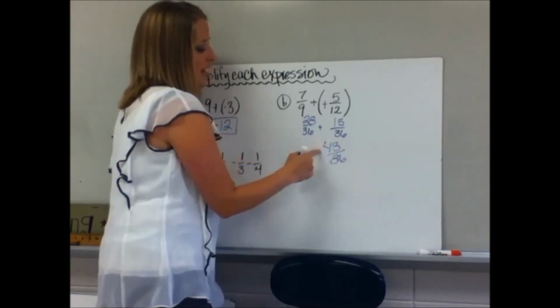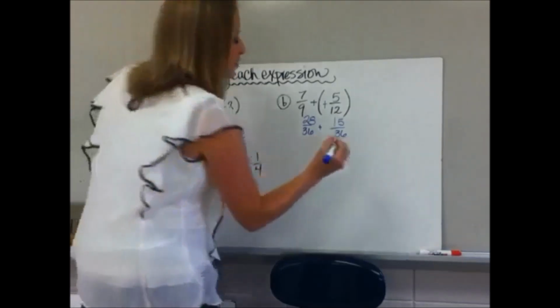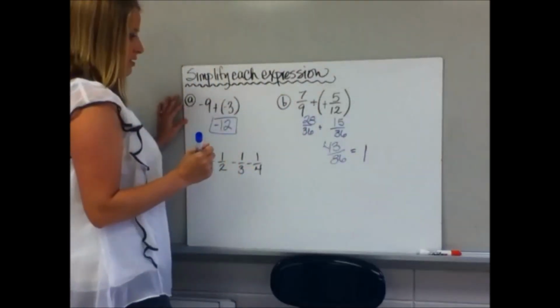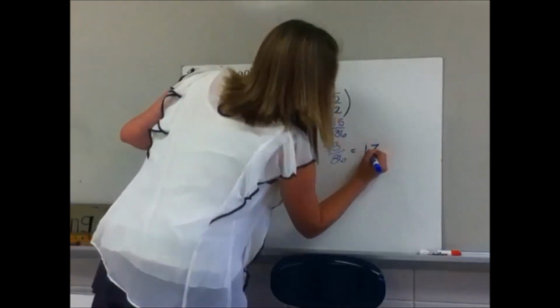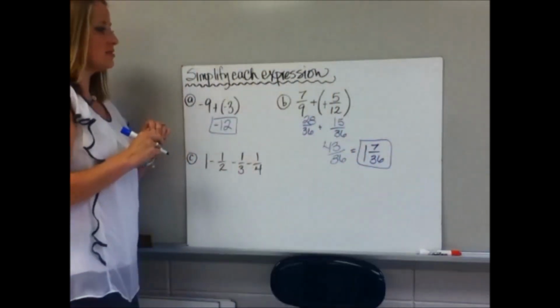over 36. I have an improper fraction. I'm going to change it into a mixed number. 36 goes into 43 one time with 7 left over. So it is 1 and 7 over 36.